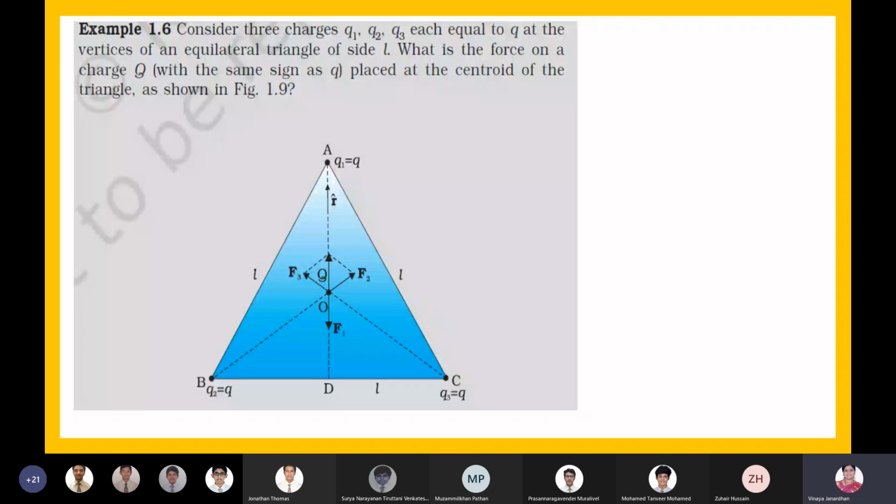Now look at this. Consider three charges Q1, Q2, Q3, all equal to Q, at the vertices of an equilateral triangle of side L. What is the force acting on a charge capital Q, with the same sign as Q because all are positive, placed at the centroid of the triangle? Write the question, draw the diagram. Do this first, boys.